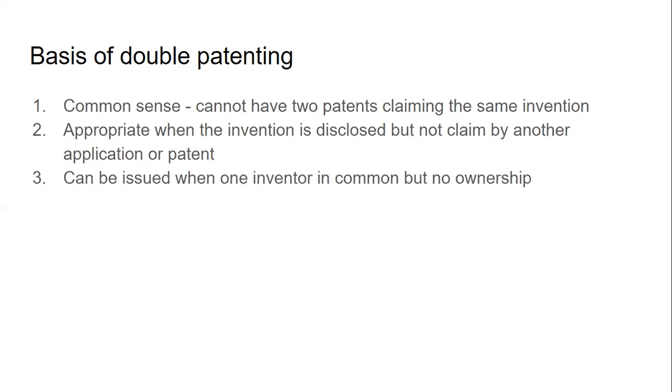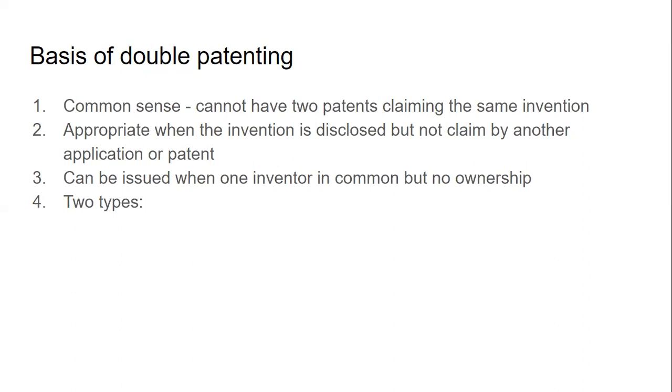This can also be done in the case where it is claimed by another application or patent. It doesn't have to be identical. In some cases, it can just be disclosed but not claimed. And this is issued when there's at least one inventor in common but no common ownership, or common ownership and no inventor in common.